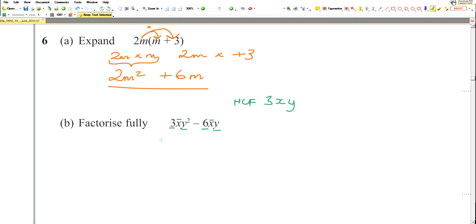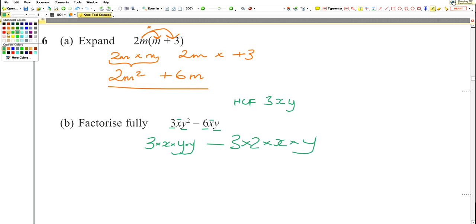So let's now start splitting this up. So we say 3xy squared is the same as saying 3 times by x times by y times by y, minus 3 times by 2 times by x times by y. So we're splitting everything up into its factors. Now let's start circling the common factors ready for extraction.